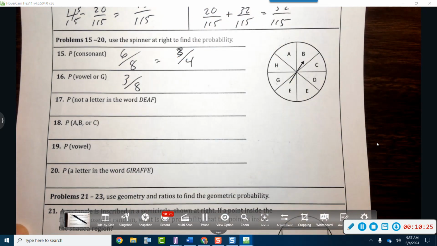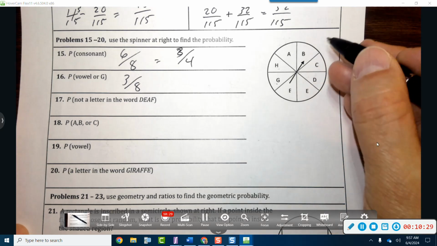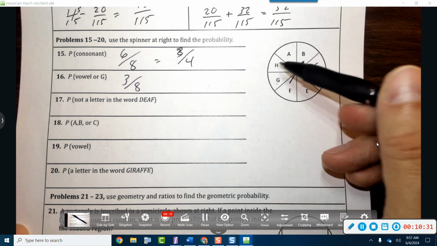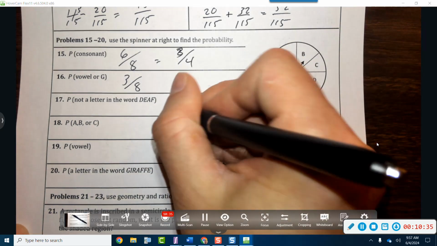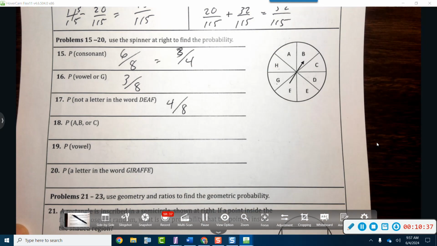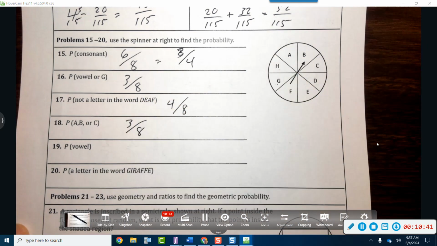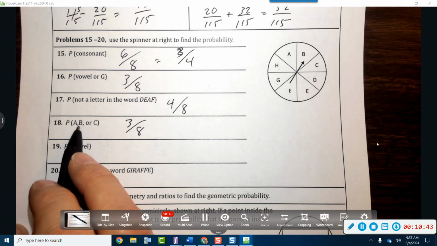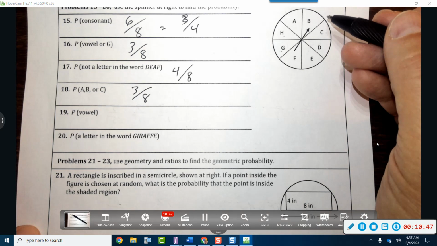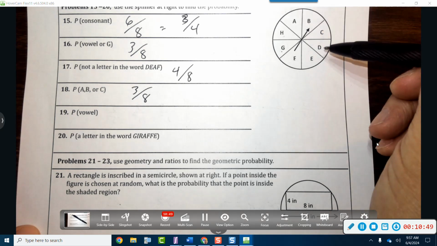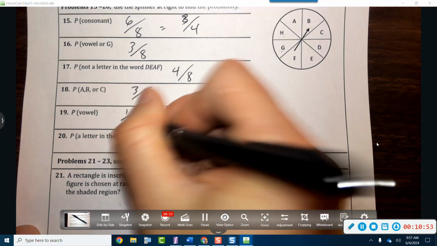Not a letter in the word deaf. So that would be 1, 2, 3, 4. 4 out of 8. A, B, or C. 3 out of 8, because it's 1 out of 8, 2 out of 8, 3 out of 8. A vowel. 1, 2. 1/4. 2 out of 8.